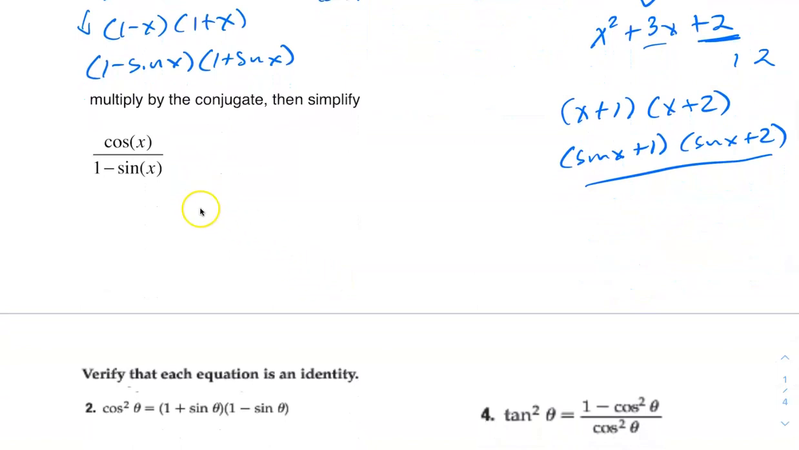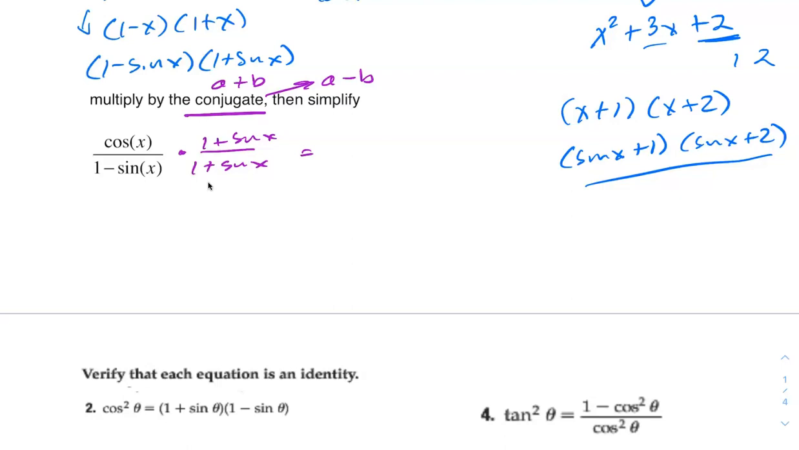Right here, multiply by the conjugate, then simplify. So this is like a more advanced trick. So I want you to multiply by the conjugate. So remember, the conjugate is the difference of two squared things. So if you have this, the conjugate would be a minus b. So over here, I'm looking at the denominator. Make it 1 plus sine of x. 1 plus sine of x.